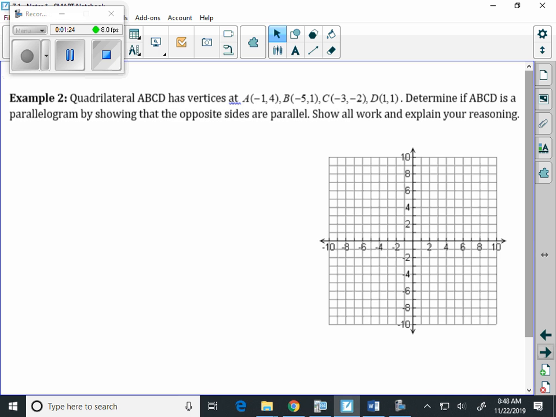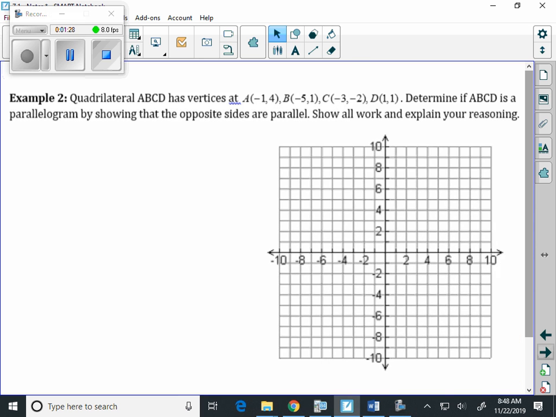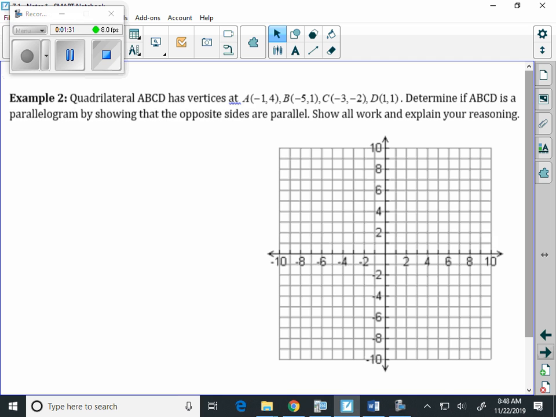If we take a look at our picture, we're going to draw this in here. We're going to graph those points. And then we're going to determine if ABCD is a parallelogram by showing that the opposite sides are parallel. And we've already talked about today the fact that when we're dealing with parallel lines, so to speak, we have to have the slopes equal.